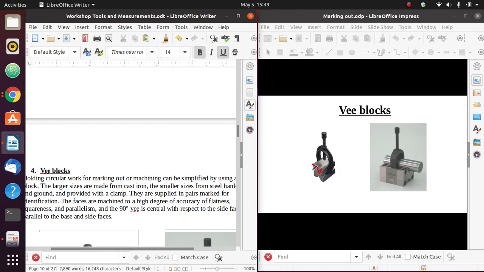Now the faces of these V blocks are usually machined to a high degree of accuracy or flatness. They are very flat. They are square and they're parallel, zimechongwa such that they have a high degree of flatness, parallelism and squareness. And this angle here, this V, is central with regards to these edges. Hii edge na hii edge, utapata hii V iko katikati yake. Sawa sawa?